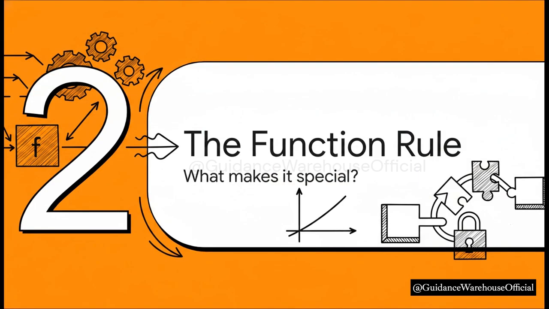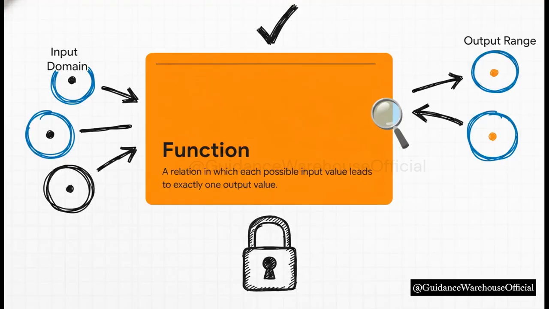Okay, so we get it. Relations are just pairings. But here's the big question. What makes a relation a special type of relation called a function? Well, it all boils down to one single, absolutely critical rule. This is the rule that gives functions all their predictive power. And here it is, the big rule.